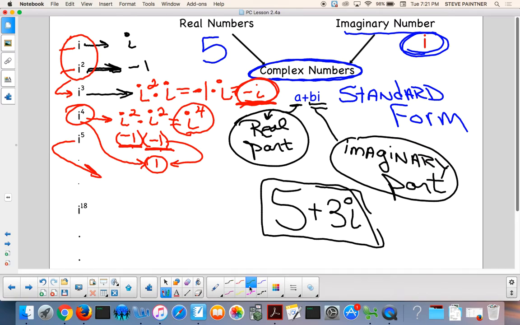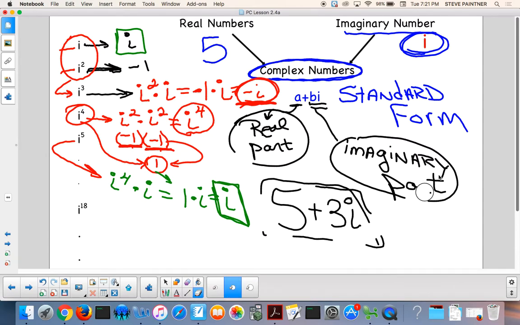They just repeat. So what's i to the fifth? Well, i to the fifth would be i to the fourth times i. Okay, but i to the fourth is 1. Look, it's right there. It's 1 times the i. So now you're back to i as the answer. Remember, we started with i, and now at i to the fifth, we're back to i. So everything just starts repeating.